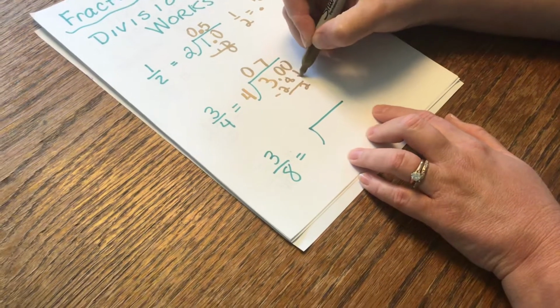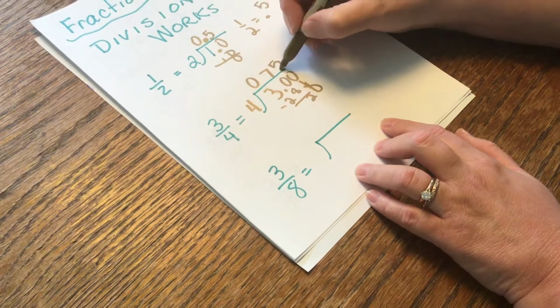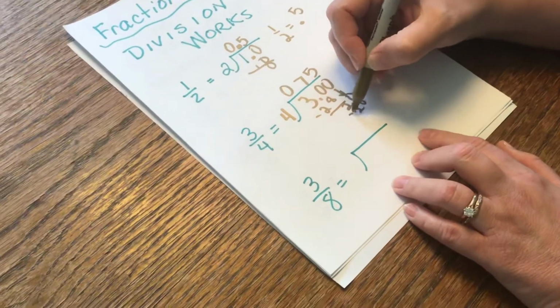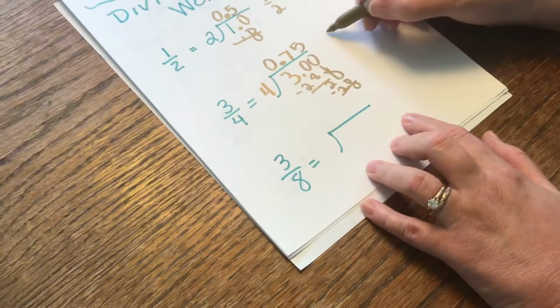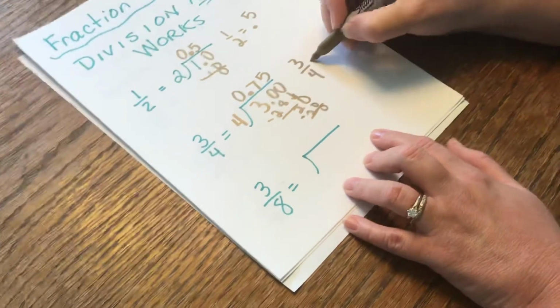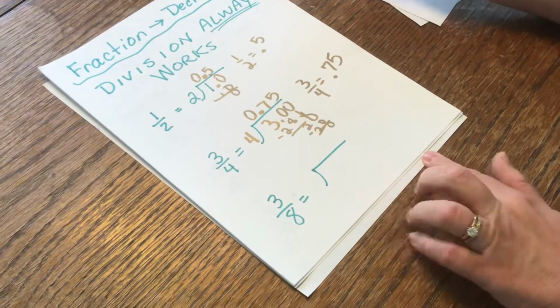2 left over, I'm going to bring down the 0. 4 divides 20 5 times with none left over. Bring up my decimal point, and 3/4 is the same as 75 hundredths.